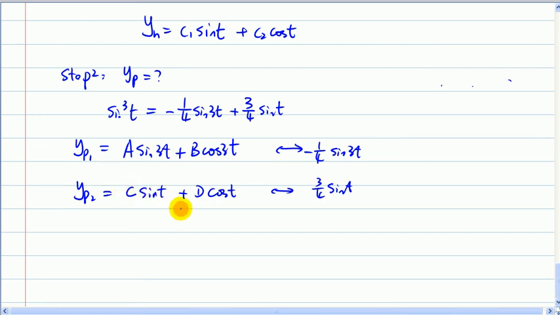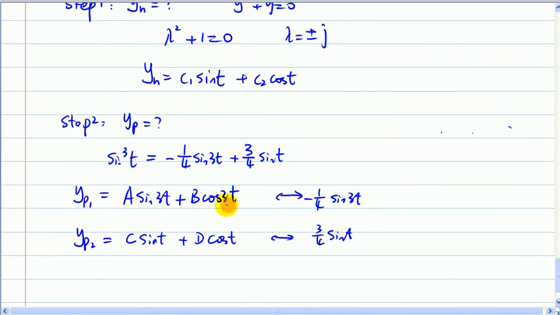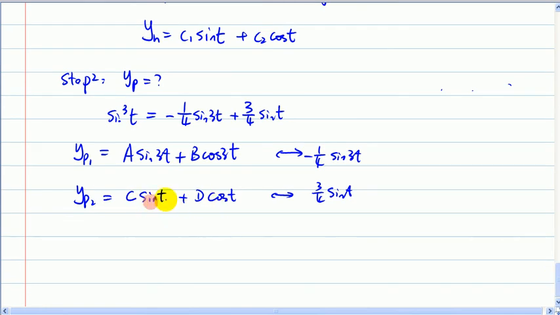Again, you have to ask yourself, do I need to apply the modification rule to either yp1 or yp2 or not? So let's see, yp1 and the forcing function here don't duplicate any of the homogeneous solution. However, look at yp2. It's exactly the same format as the yh. It does duplicate, so this is no good. We need to apply the modification rule.